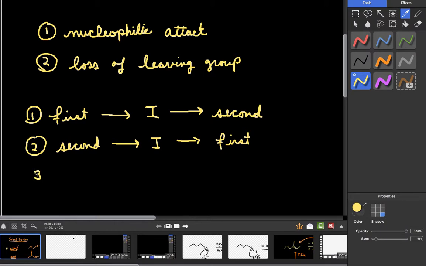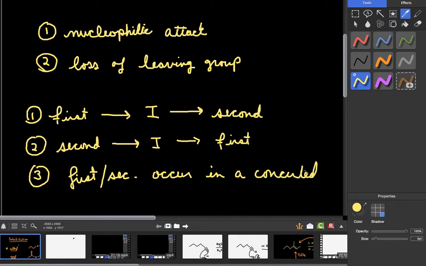And the third possibility is first and second occur. A lot of people will use the word simultaneous. I think simultaneous is misleading, but they occur in a concerted fashion.